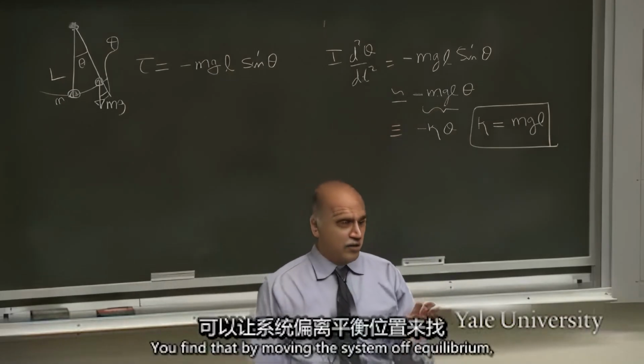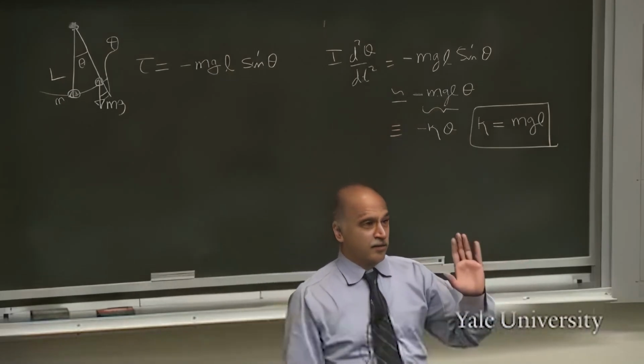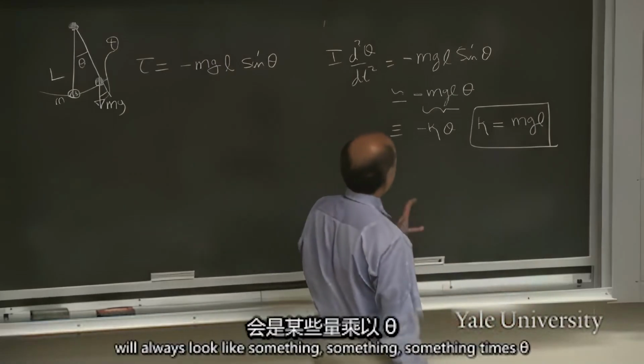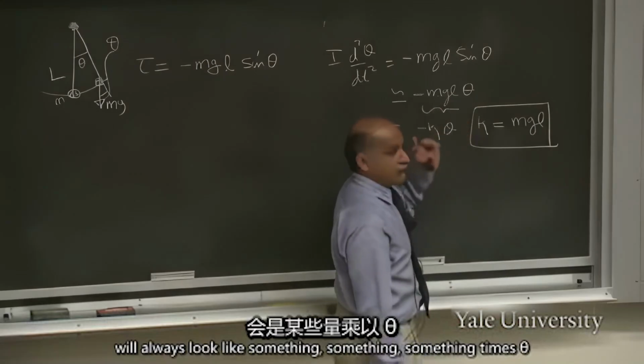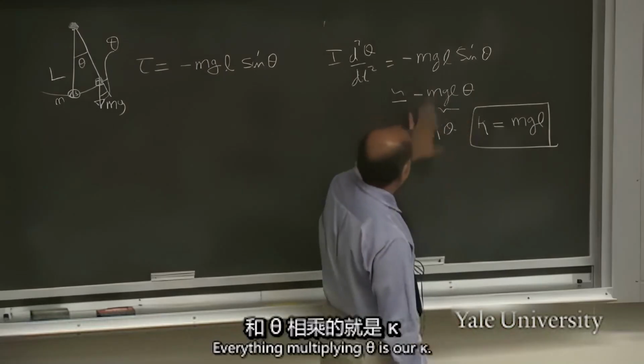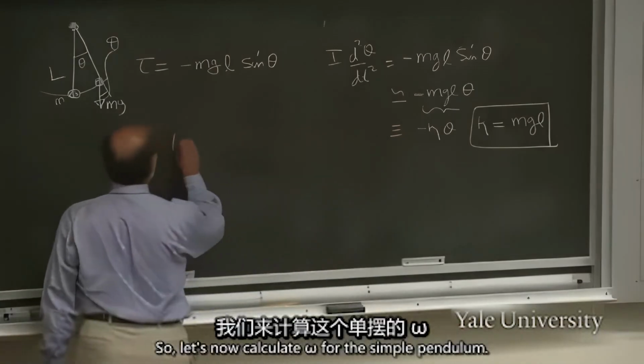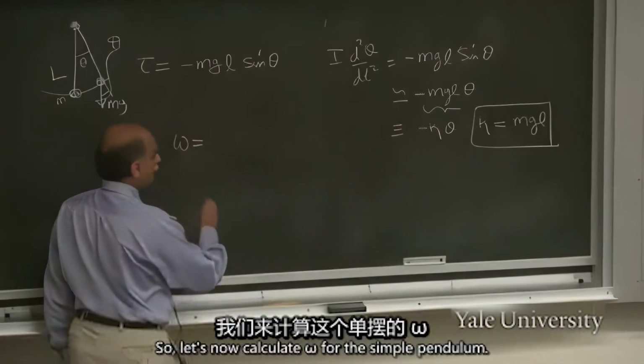You find that by moving the system off equilibrium, finding the restoring torque, and if you're doing it right, restoring torque will always look like something times theta. Everything multiplying theta is our kappa. So let's now calculate omega for the simple pendulum.